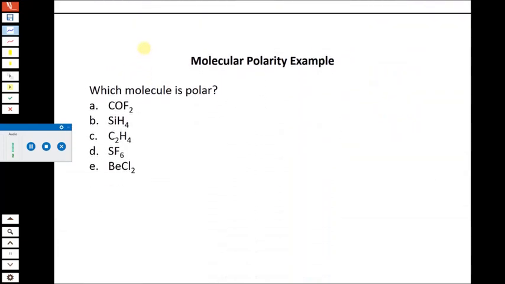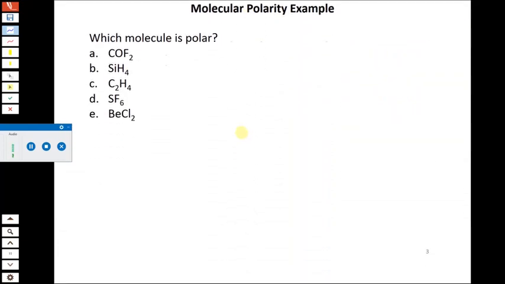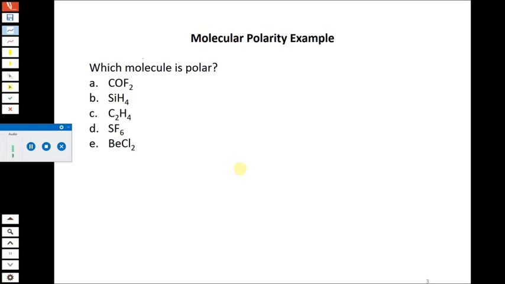So a typical type of problem we would give you in an exam is to ask which molecule is polar, and in some cases we would also be cruel and say two of these, three of these, and stuff like that. So this one's a more straightforward one where you just have to pick the polar one. If we go through the answer choices, the first one is COF2.